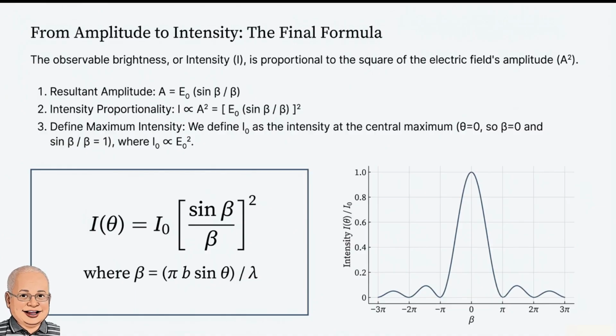And if that is one, then I, which is proportional to A squared, is equal to E0 squared. So I0 is proportional to E0 squared. So we can write I theta as I0 into (sin beta by beta) squared, where beta is equal to pi b sin theta by lambda. If you plot this equation, we will get this intensity versus beta curve, which is a (sin beta by beta) squared curve.